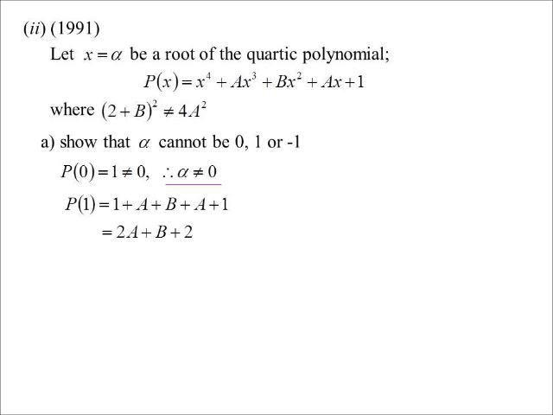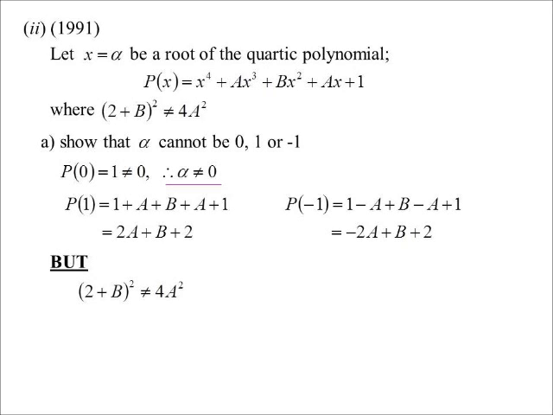At this stage, I can't be sure that that's not 0. So let's sub in negative 1. Let's see what happens. I get minus 2a plus b plus 2. That's interesting. Very similar. That's where this piece of information comes in handy. 2 plus b squared can't equal 4a squared. So therefore, 2a plus b can't equal plus or minus 2a. Well, that means plus or minus 2a plus b plus 2 can't equal 0.